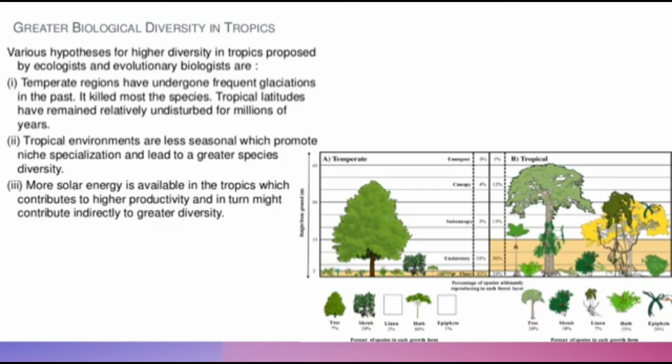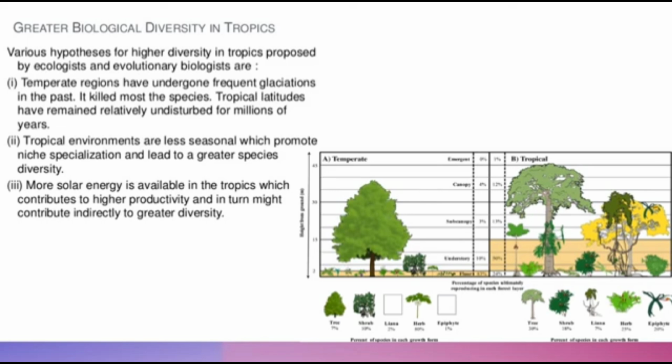The next hypothesis says that tropical environments are less seasonal, which promotes niche specialization and leads to greater species diversity. It means the seasonal variation is very less compared to the temperate regions. Temperate regions will have more cold regions.